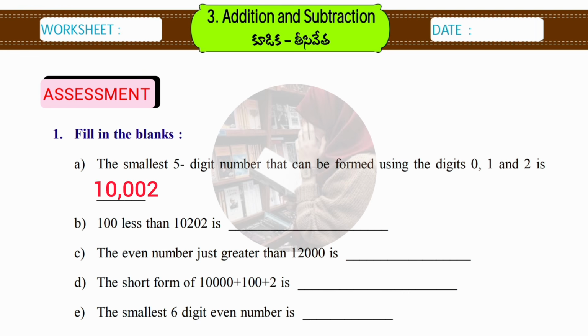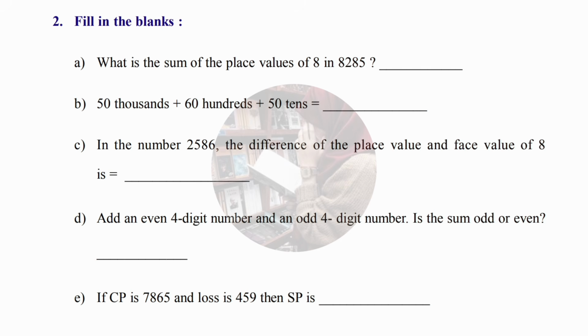Next, second one is 100 less than 10,202. You have to minus 100 from this 10,202. Then your answer will be 10,102. Third one, the even number just greater than 12,000 is 12,002, because even numbers end with 2, 4, 6, 8 like that. So 12,002 is the answer. Next one, the short form of 10,000 plus 100 plus 2 is 10,102. Fifth one, the smallest 6-digit even number is 1 lakh. I already told you in the worksheet itself.